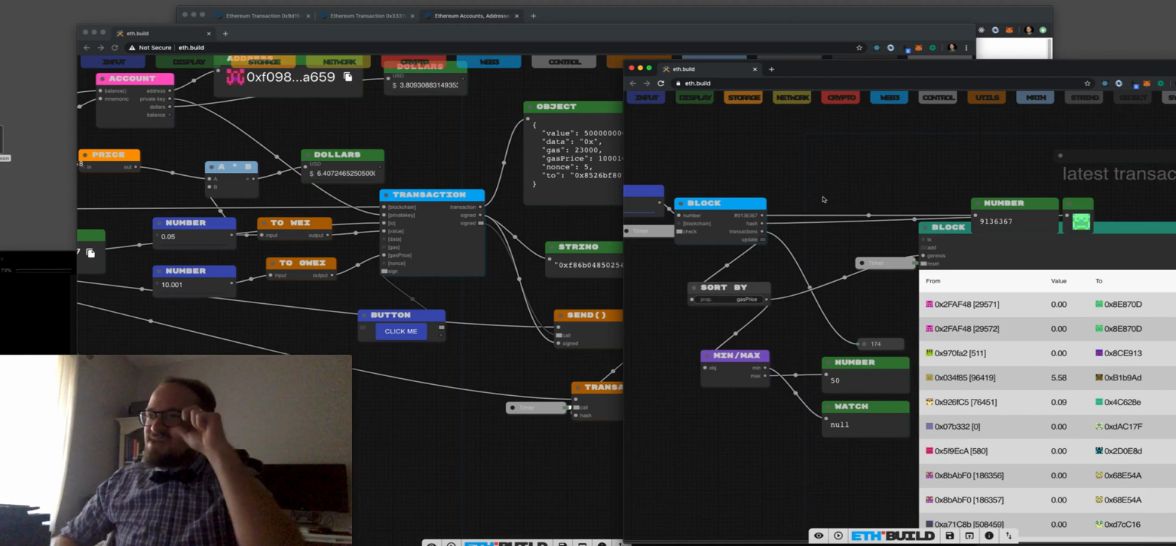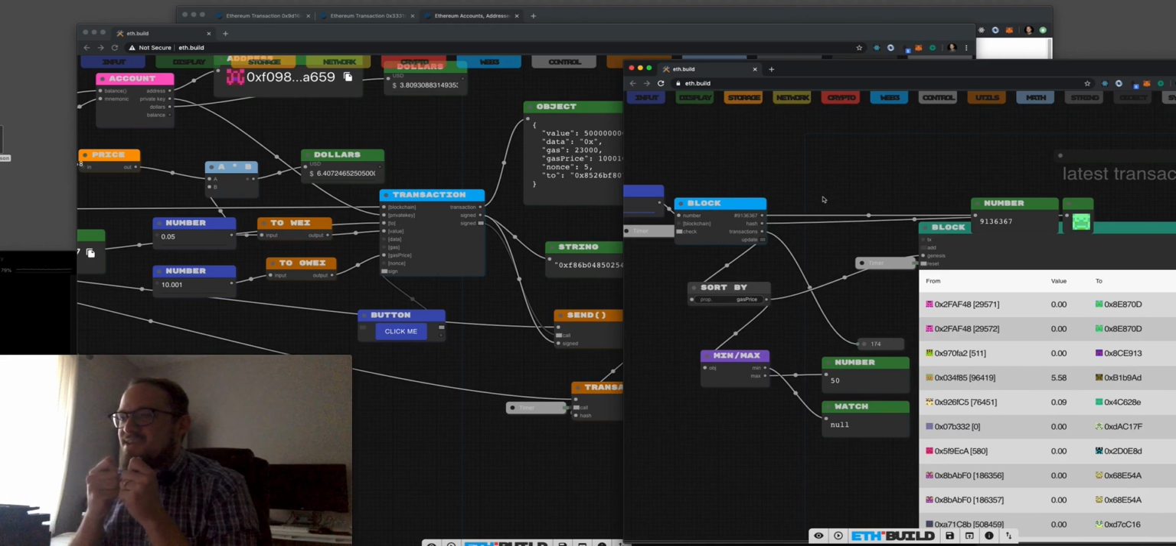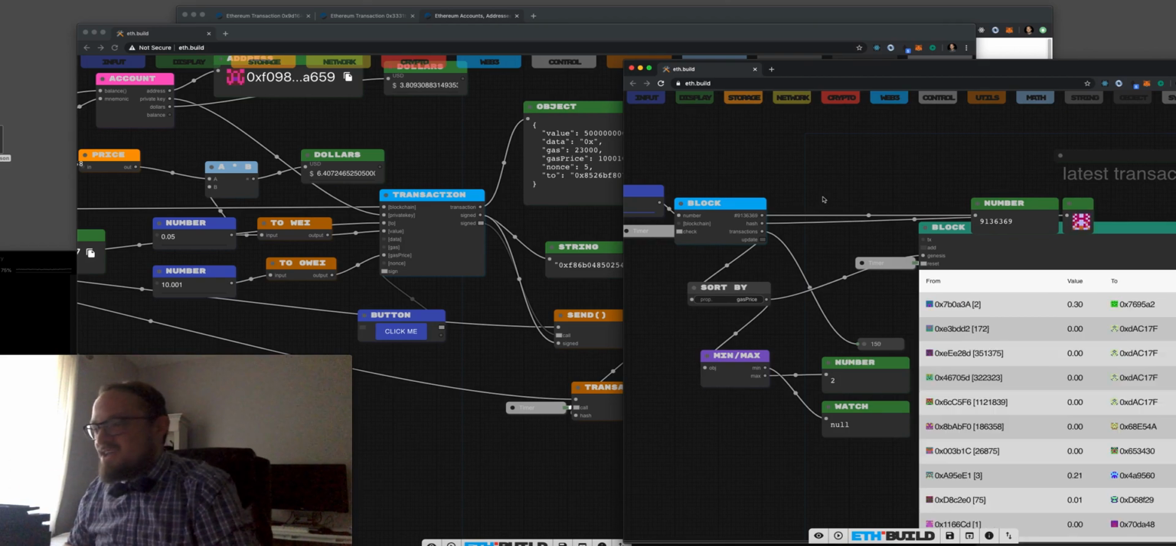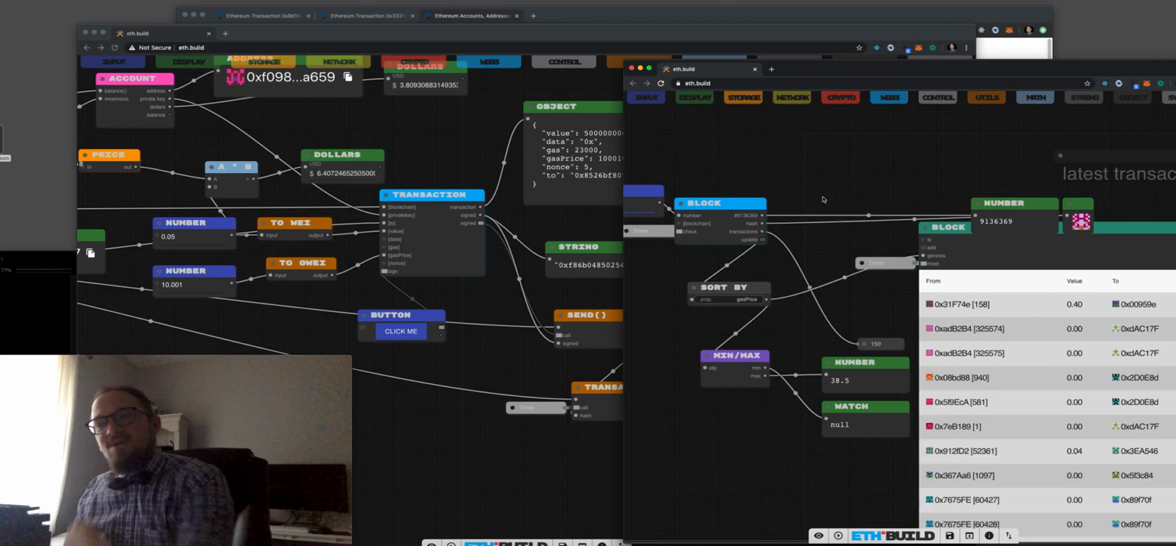That was it. We sent a transaction. We paid some gas to incentivize the miner to put it into the chain. Fun time had by all.